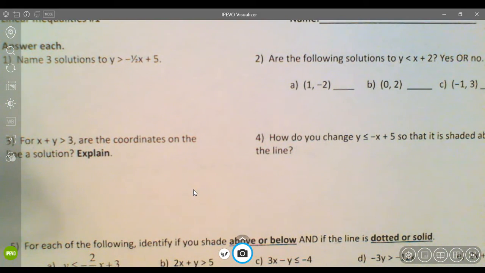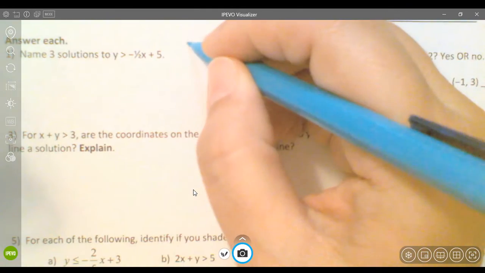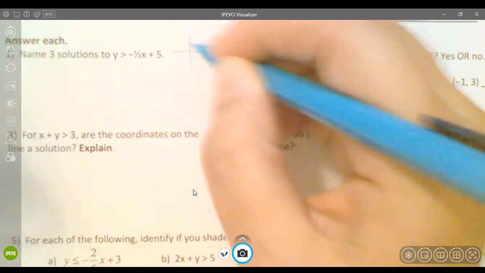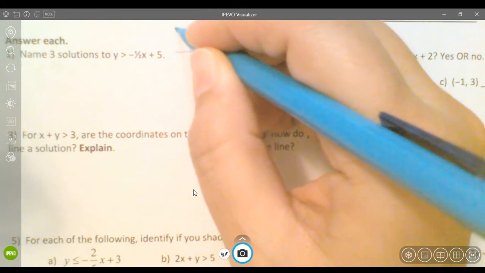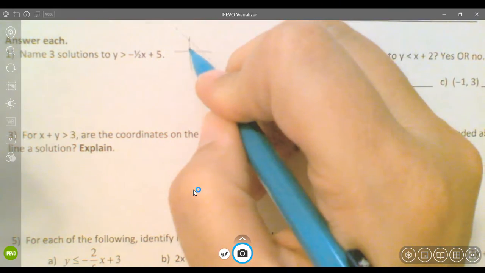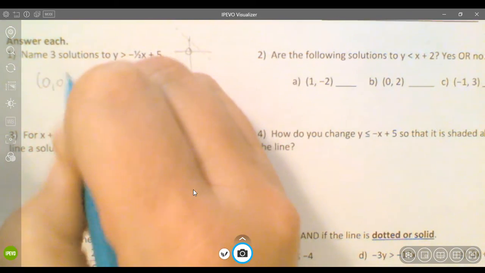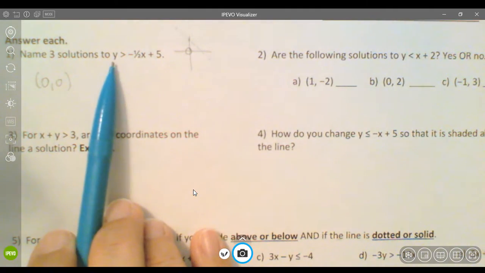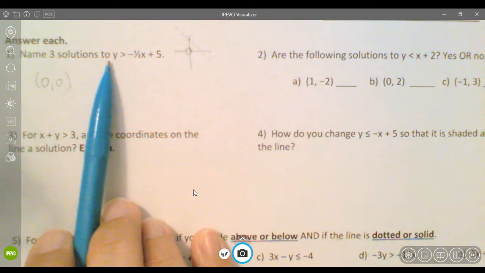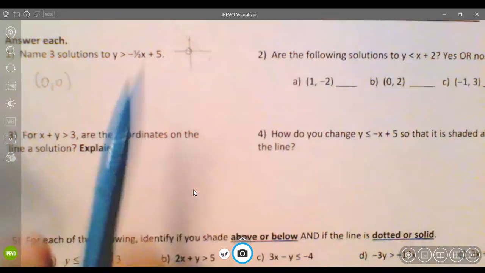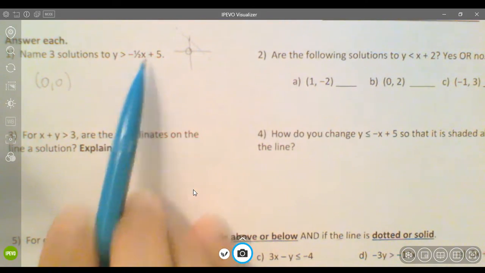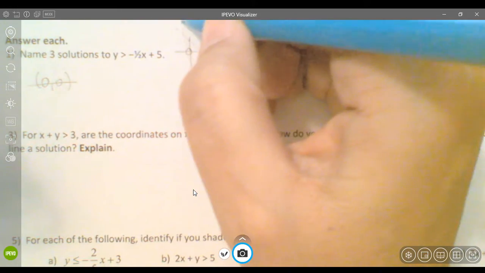Name 3 solutions to y is greater than negative 1/2 x plus 5. Ooh. I'm going to cheat. I'm going to go up here to 5, and I have a negative slope. All right, so I opened everything up. 0, 0 is a solution, which it is. Plug it in. Oh, just kidding. Is 0 greater than 5? No, Denise. So we need the stuff over here.